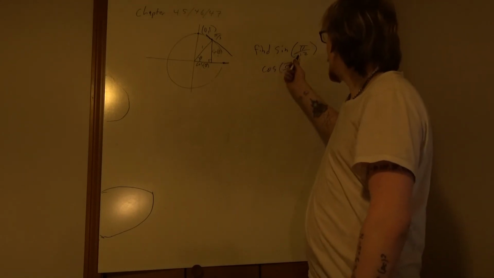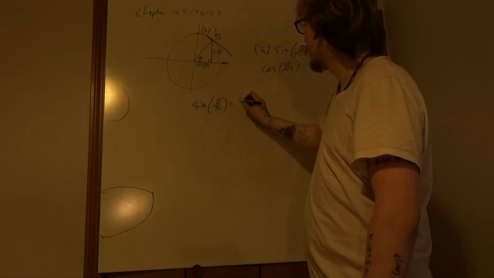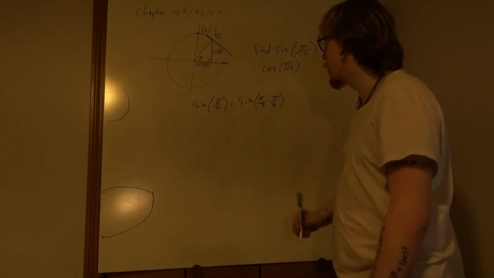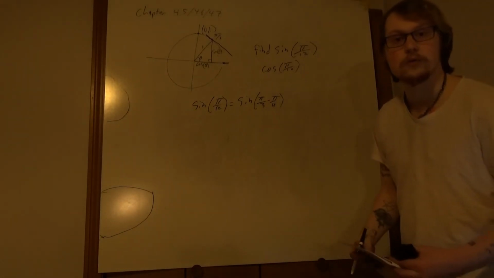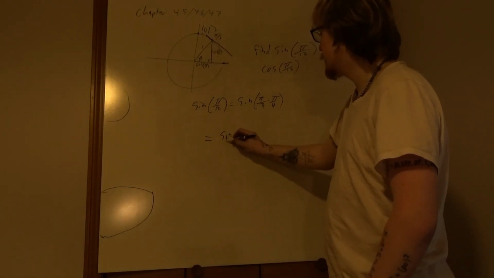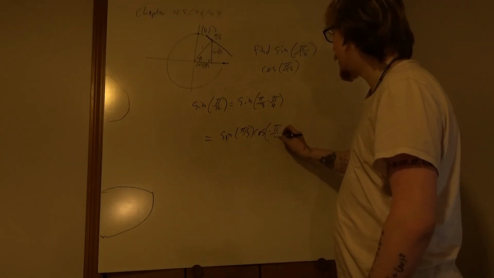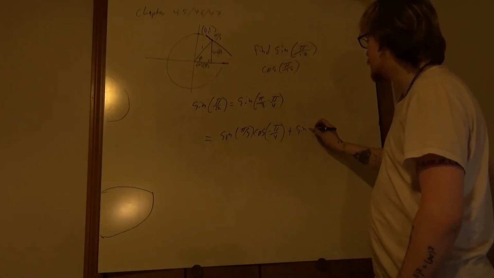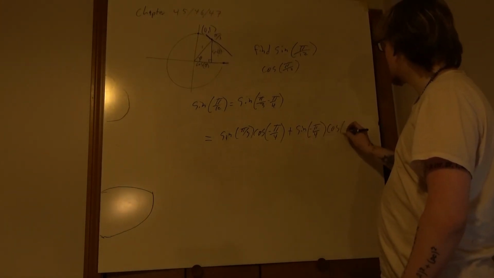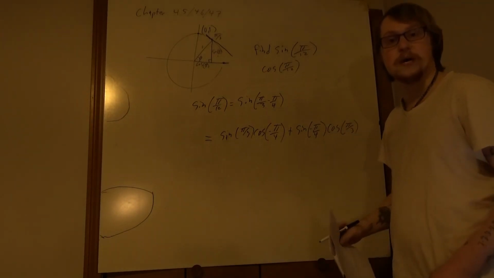Anyway, now to find the sine of pi over 12, we know that sine of pi over 12 is going to equal the sine of pi over 3 minus pi over 4. And now we can use our angle sum formula. This is going to be the same as sine of pi over 3 times the cosine of negative pi over 4 plus the sine of negative pi over 4 times the cosine of pi over 3. Just plugging it into the formula we just had up.